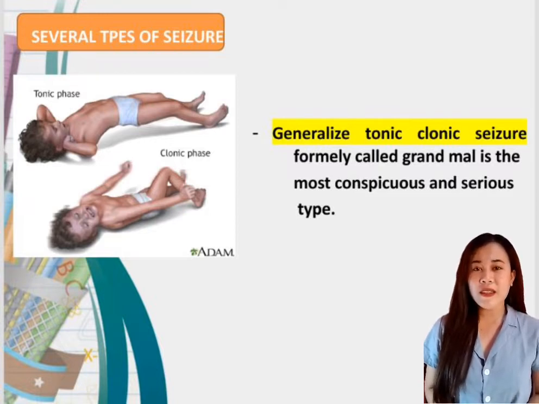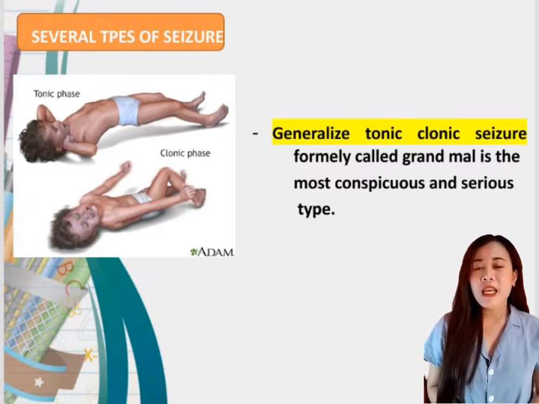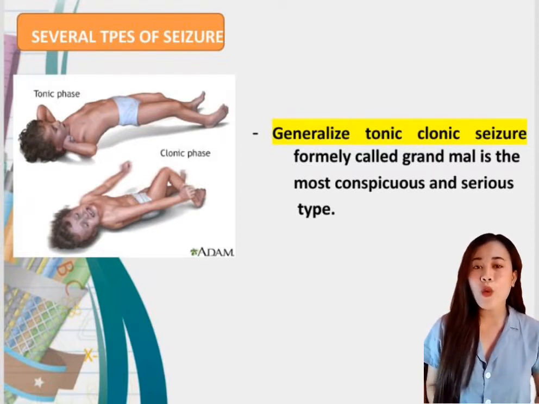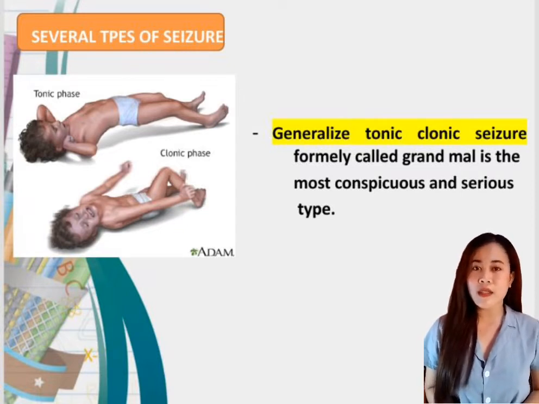So what is generalized tonic-clonic seizure? Generalized tonic-clonic seizure, formerly called grand mal, is the most conspicuous and serious type. In generalized tonic-clonic seizure, all of the body is affected. Generalized tonic-clonic seizures are usually associated with impaired awareness or complete loss of consciousness. It is a serious type in which the affected child has no warning that the seizure is about to occur.